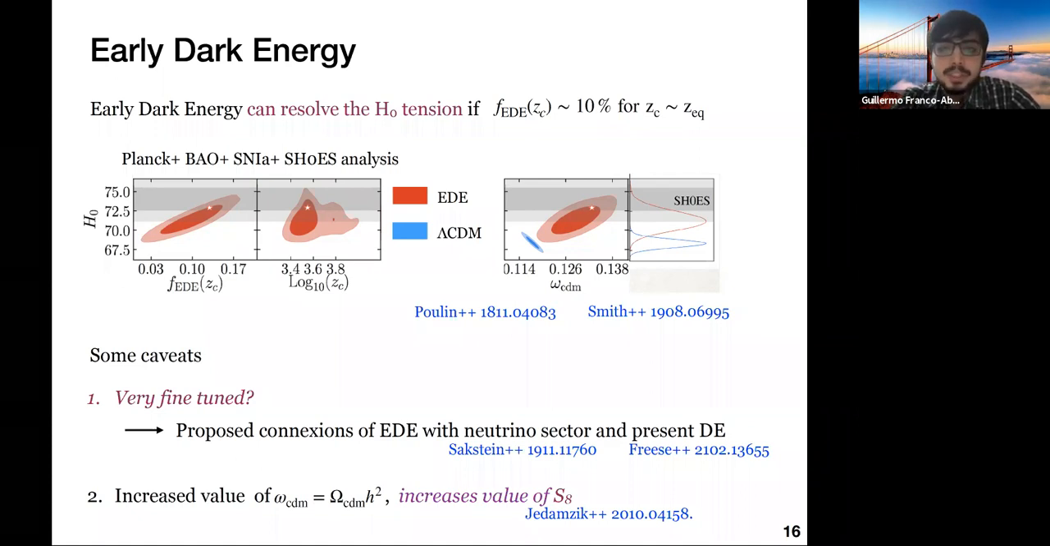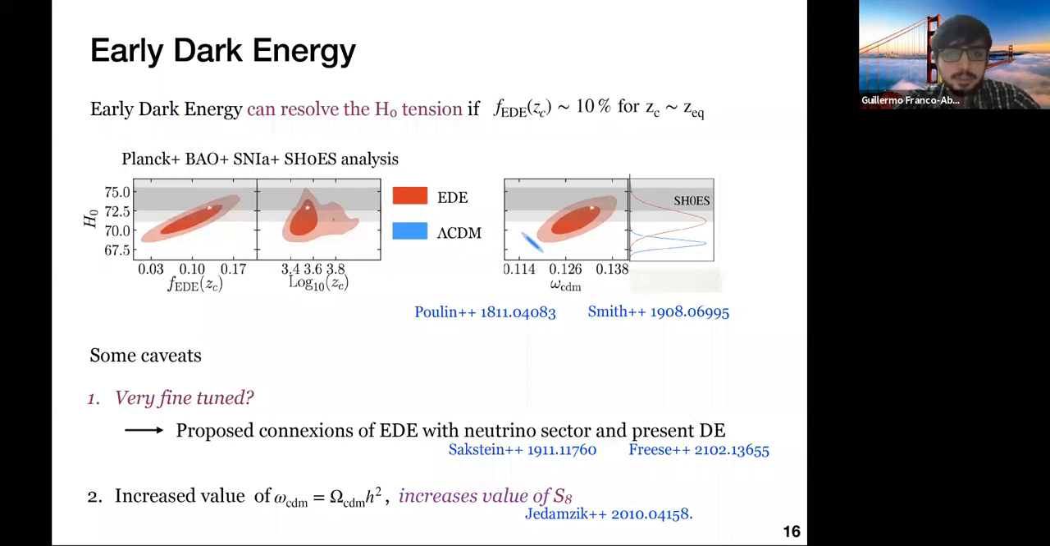So in order to explain that, there have already been some proposals that try to connect the early dark energy with the neutrino sector. And there have also been some interesting proposals that try to connect this early dark energy component with the late-time dark energy that is responsible for the present acceleration of the universe.